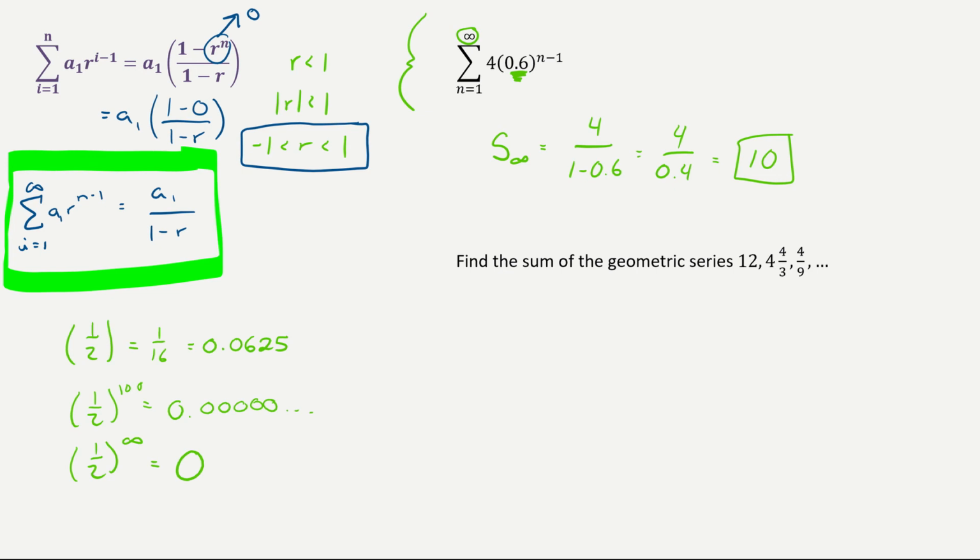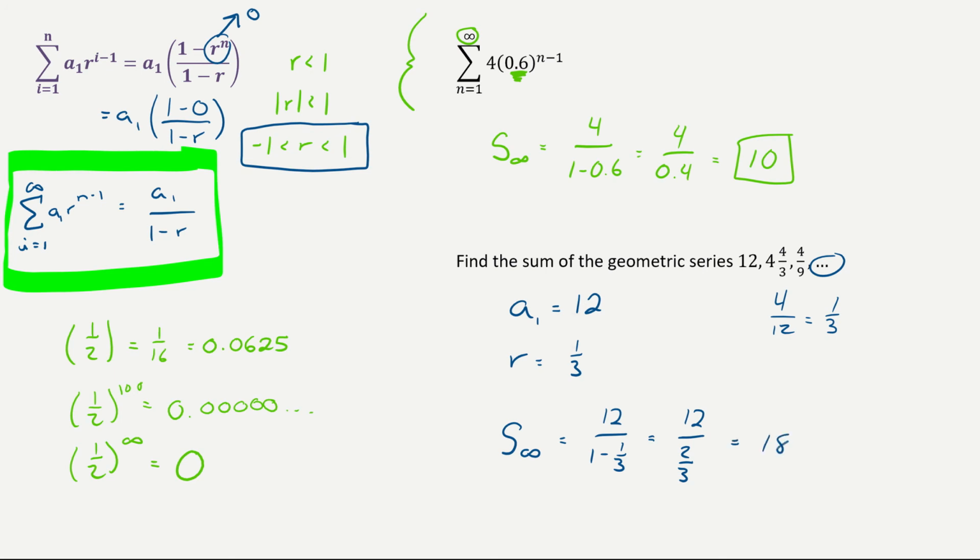We can do this without summation notation. Find the sum of the geometric series. Notice the ellipsis right here saying it goes on forever, so this is an infinite geometric series. The first term is 12. The common ratio is, well, if we check it, 4 divided by 12 is 1/3. So I take the term divided by the previous, and the common ratio is 1/3. So the infinite sum is 12 divided by 1 minus 1/3. So I have 12 over 2/3. 12 divided by 2/3 gives me 18. And that's the sum of all the terms of that geometric series.